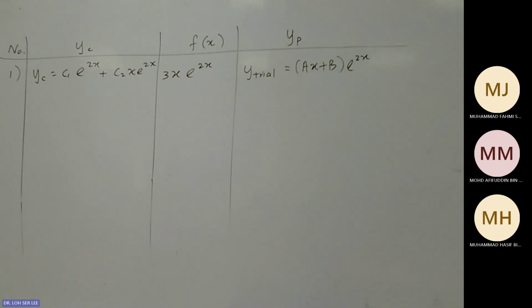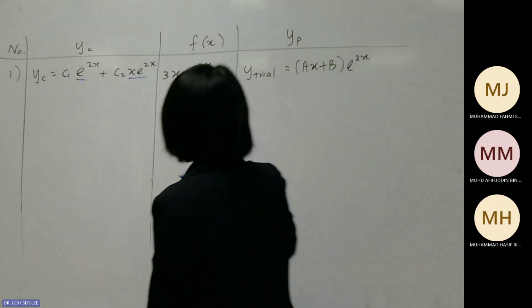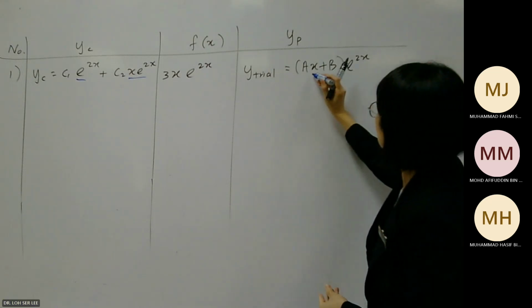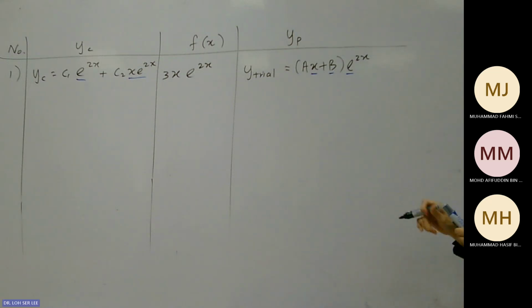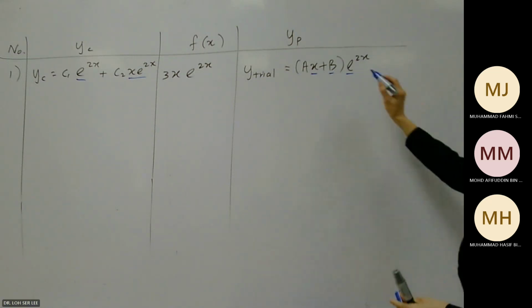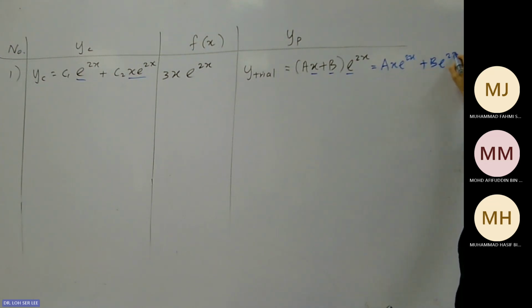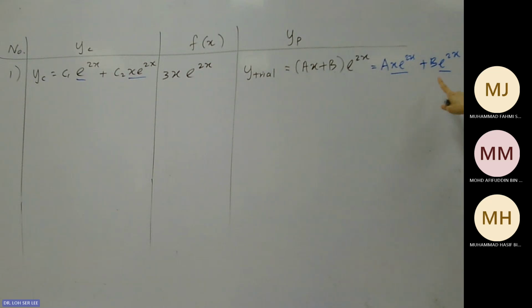Is there any duplication? Yeah, this one will be E. This means you have AX E2X plus B E2X, right? You have these two. So there is a duplication here, right? E2X and also this one.